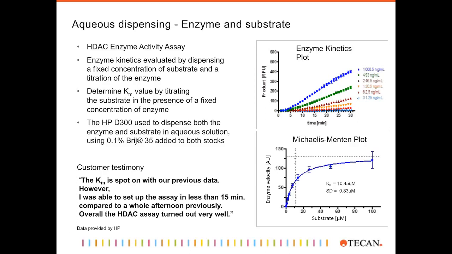So we have to add a certain amount of detergent, so 0.1% of Brij 35 or Triton X-100 or 0.3% of Tween 20, to our aqueous stock solutions because of the very small dispense head nozzles we have. Otherwise the aqueous solution, because of the surface tension, would not even enter these dispense head nozzles. So that's why we have to take off the surface tension by adding a certain amount of surfactant to it.